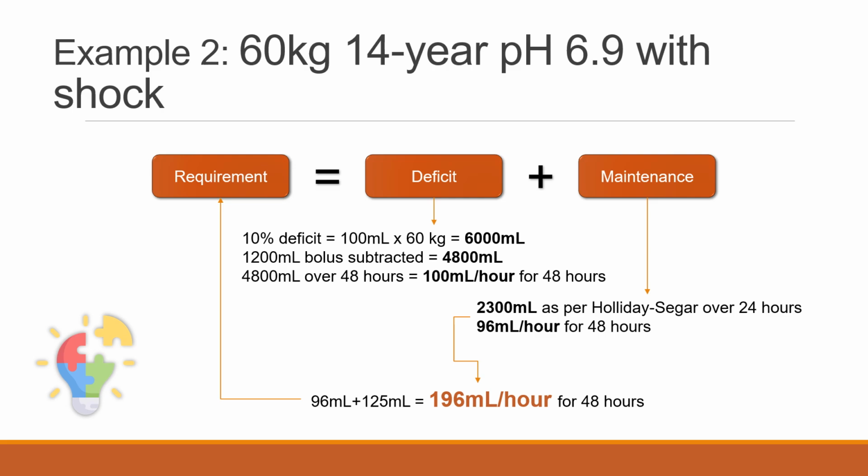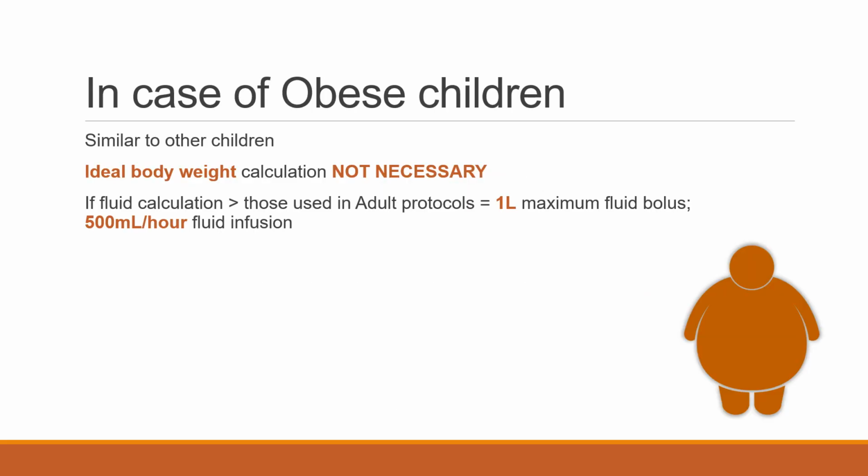So I hope you have understood this fluid calculation, because this is the most important slide for the management of diabetic ketoacidosis. So what do you do in case of obese children? The management of obese children should be similar to other children, and the ideal body weight calculation is not necessary. The current weight should be used for obese children's fluid calculation also. But sometimes if the obese child is weighing more than 65-75 kg, the fluid calculation can exceed those of adult protocols. In those cases we have to follow the adult protocol itself.